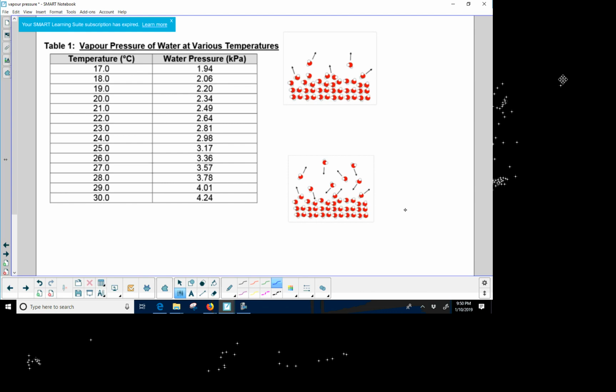And the pressure of the water molecules depends on the temperature because the greater the temperature, the more water molecules are going to be in the vapor. And as a result, you're going to have more water molecules hitting the walls and you're going to have a higher pressure. So what you do is you look up the temperature of the water, and then you look up the associated water vapor pressure that goes with it.